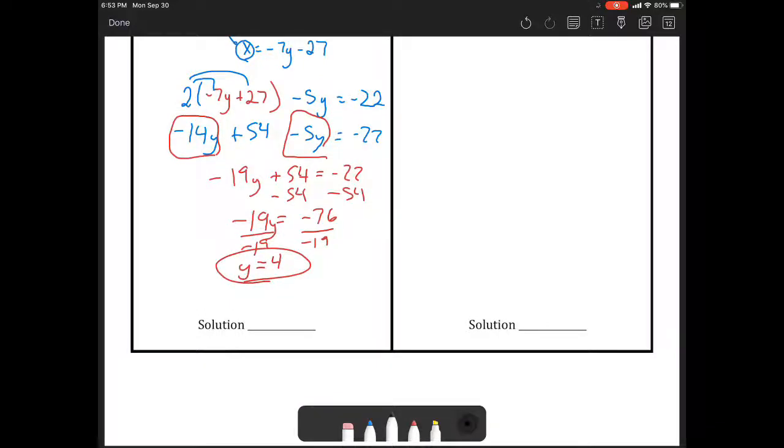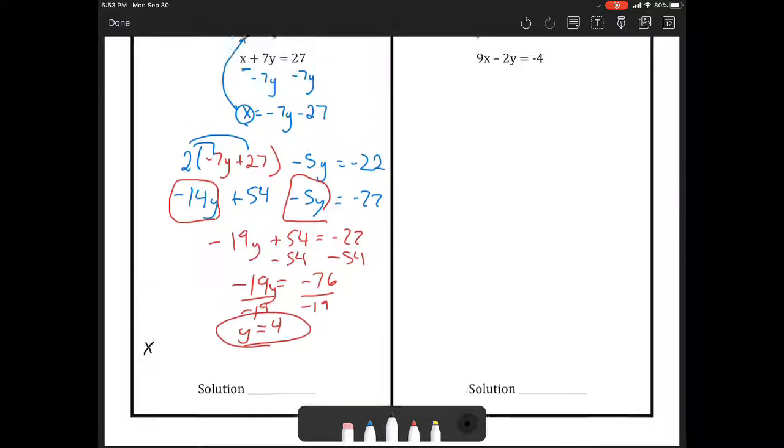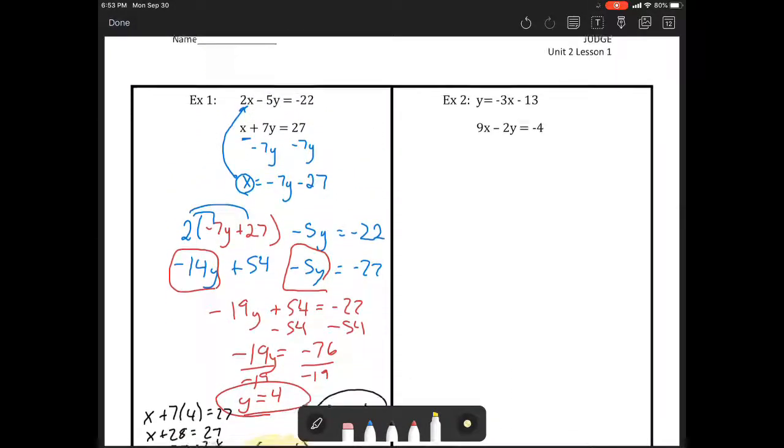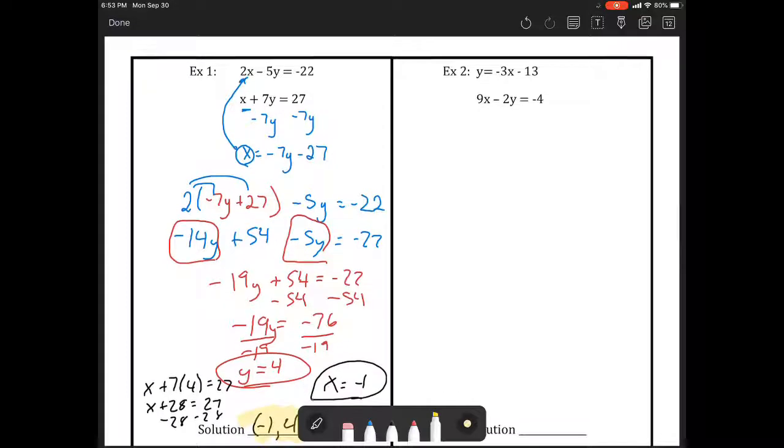So now I'm going to plug that y back into my other equation. So I'm going to do x plus 7 times 4 equals 27. That'll give me x plus 28 equals 27, and then minus 28 on both sides. And that gives me x equals negative 1. So that means my ordered pair is going to be negative 1, 4. And that's going to be my answer right here.